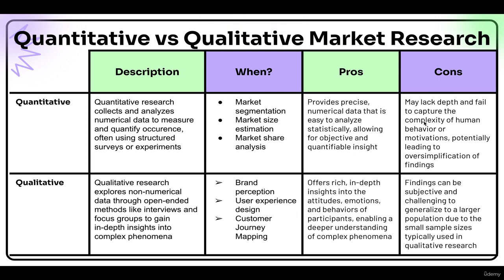And now let's talk about the cons of the qualitative method. Findings can be subjective and challenging to generalize to larger populations due to the small sample sizes typically used in qualitative research. Okay, so let me give you an example. So let's say you do a survey for your customers, right? And then you get the answers from your customers, but they can be interpreted differently, right? Unlike numbers, if we're talking about statistics, there is a precise answer, right? However, if we're talking about opinions, you can interpret the opinions from your customers differently, right? So sometimes it can be quite challenging.